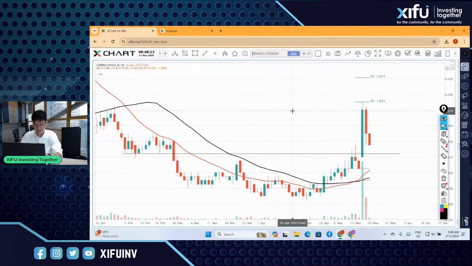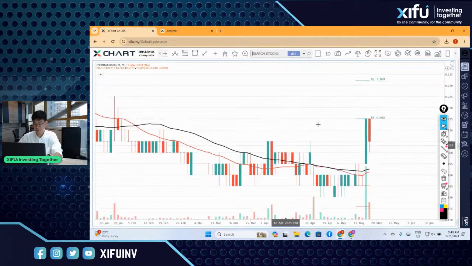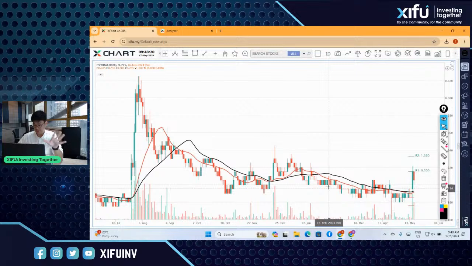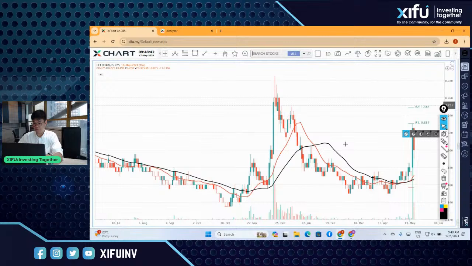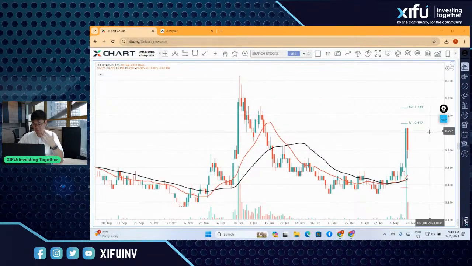Okay, now the other one, this is ES Cherub. Overall also in a nice accumulation. Today, again, the first trading hour is difficult to tell, but so far volume looks okay. So again, as long as it is above this support, this is a shakeout zone. We still have the gap up over here, so I think it's still worth looking into. Okay, HLT. HLT is a bit similar to K Plus.